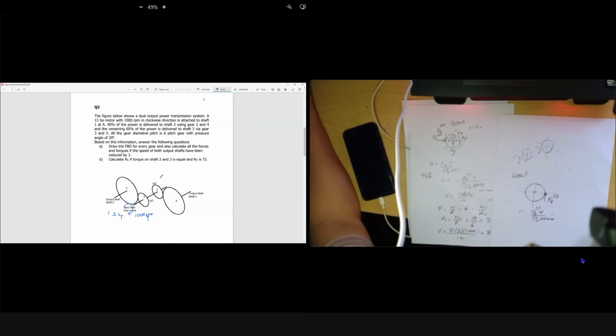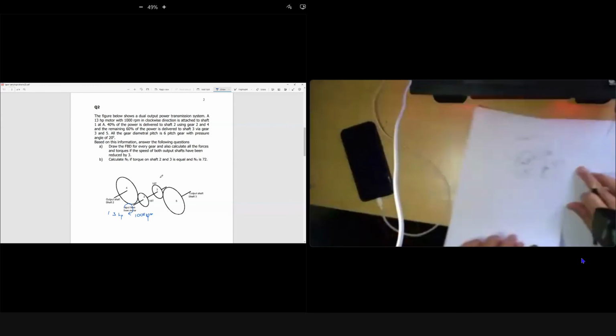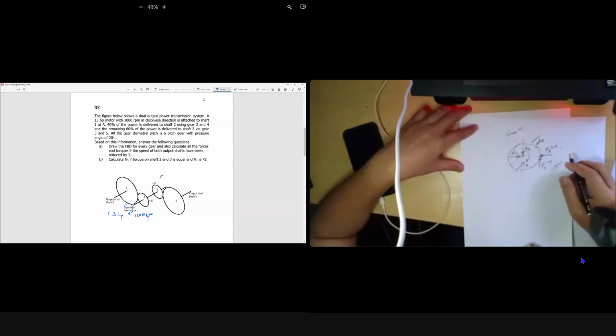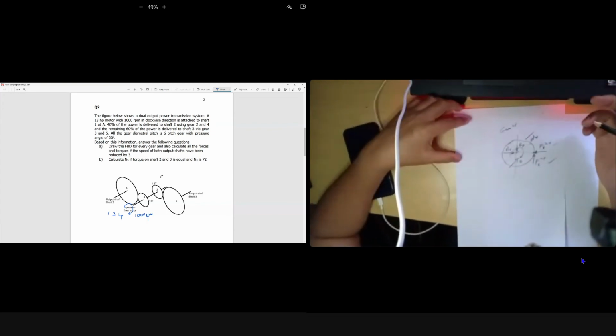Yeah, because if you look at the speed ratio, the number of teeth is not given, right? That is my point. Sorry, gear 4, you are right. To get the diameter of gear 4, the number of teeth is not given. Understand?